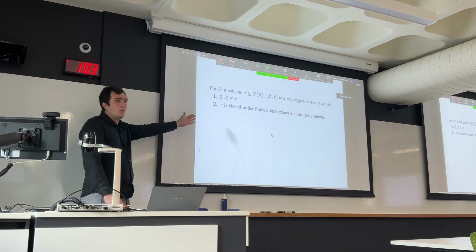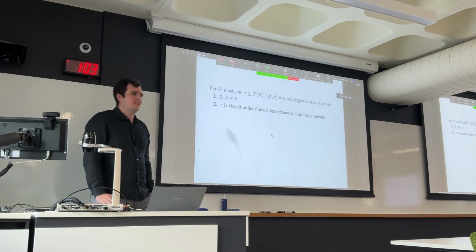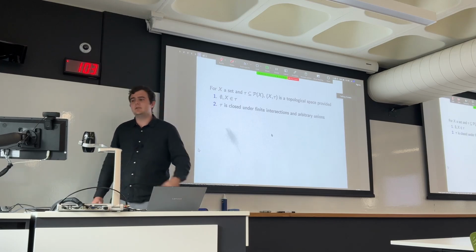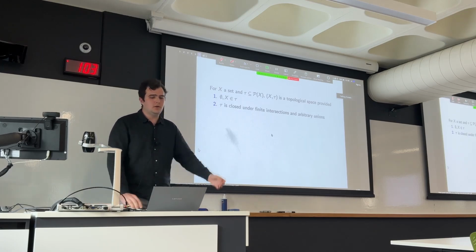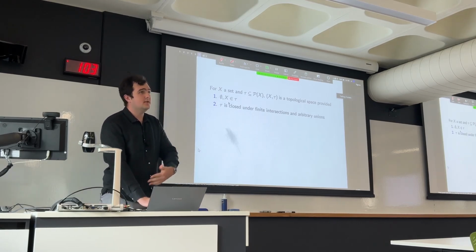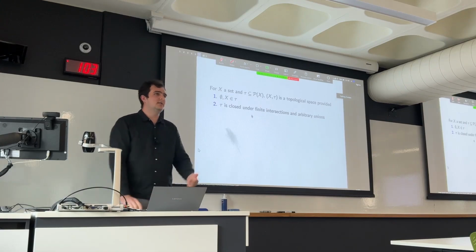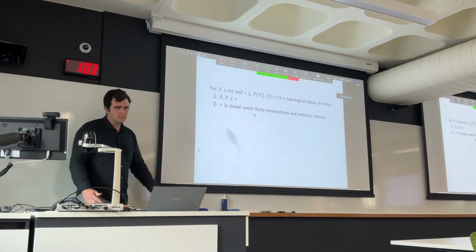So here's what a topological space is. You have a set, and you have a collection of distinguished subsets, and you call it a topology if it contains the empty set and the universe, it's closed under finite intersection, and it's closed under arbitrary union.